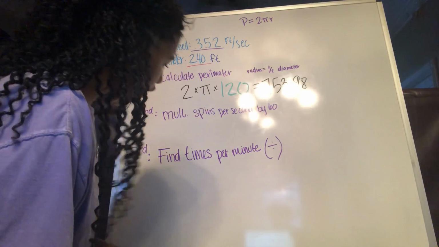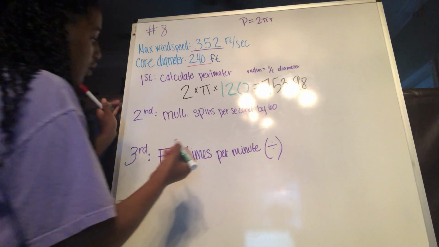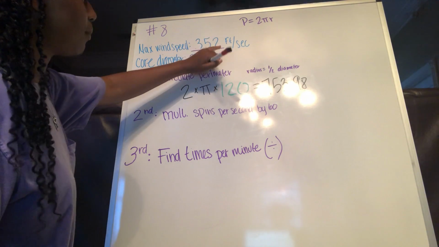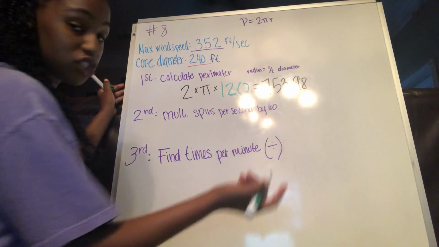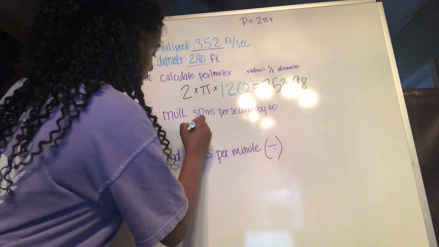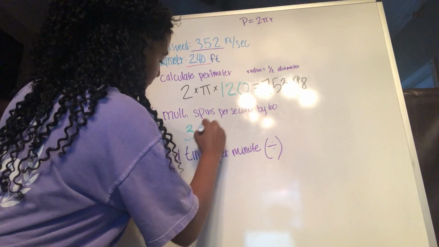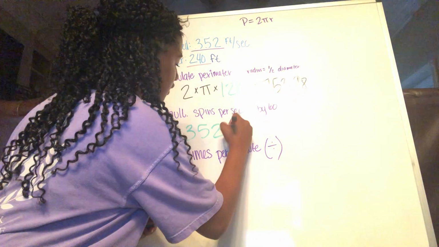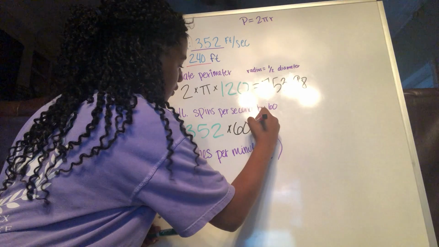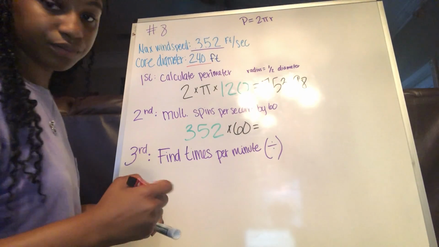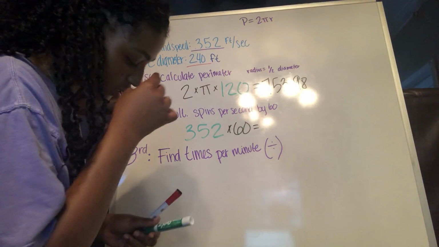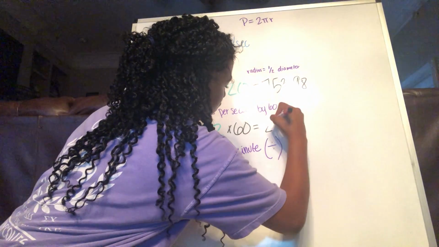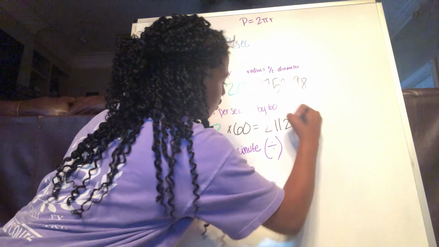So for this one, again, we're gonna plug in the max wind speed, and mine is 352, and I'm gonna write that in a different color so you can see that. And then we're gonna do that times 60. And when I plug that in, I believe the number that I got is 211.20.